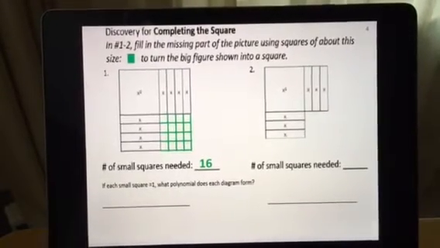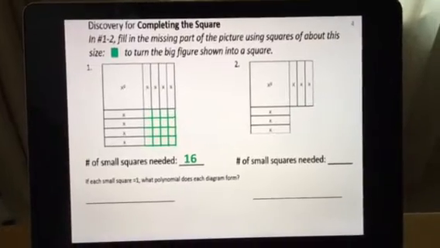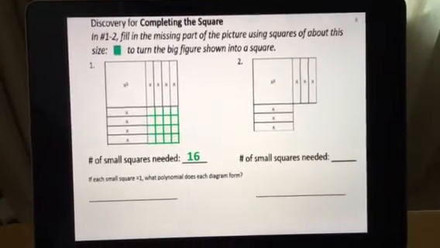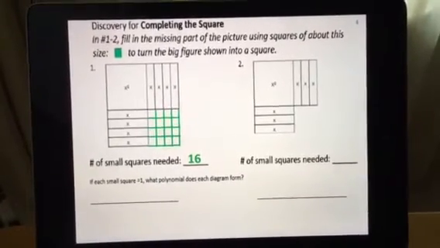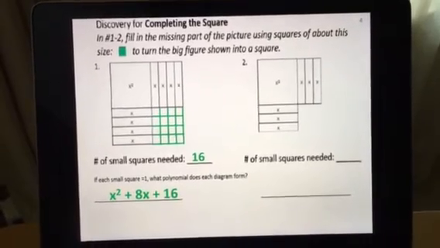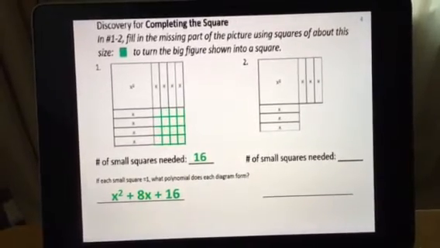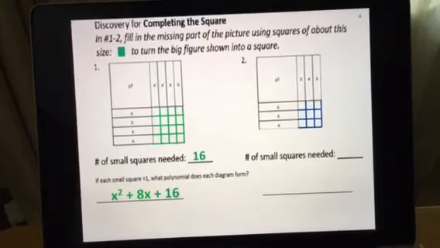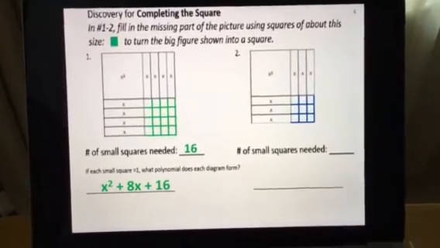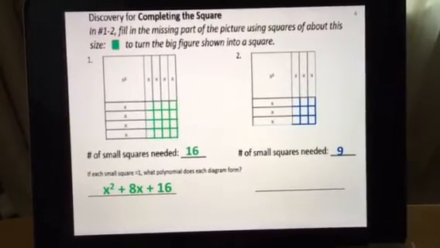We have this big figure here. There's a piece missing, and we need to complete the square. We have to create how many small squares? 9. So now we have 1 x squared, 6 x boxes, and 9 small units.